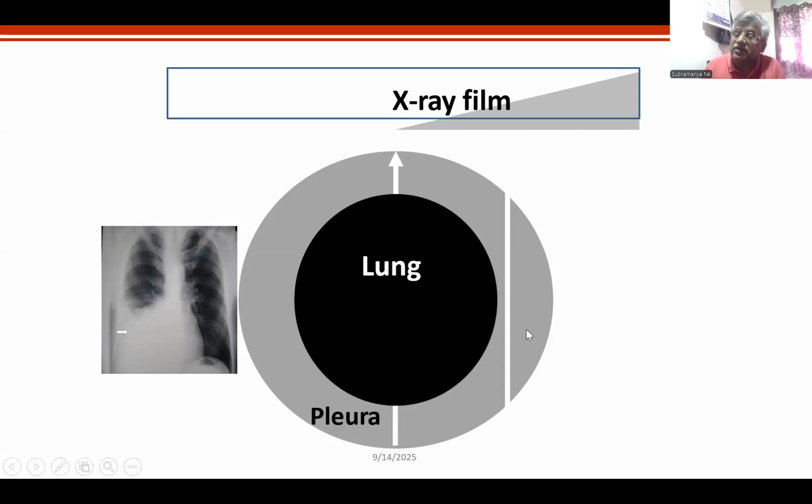Now, what happens when you take an X-ray? Let us say I take the X-ray at the side, outside the lung, in the periphery. The X-ray has to pass through. Look at my cursor. X-ray has to pass through fluid.